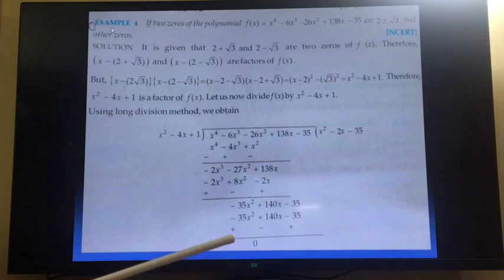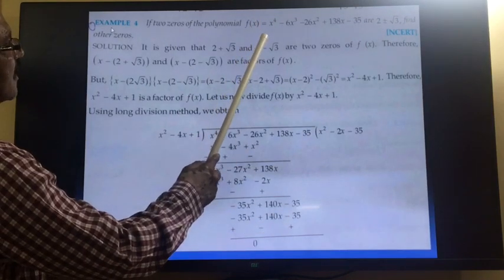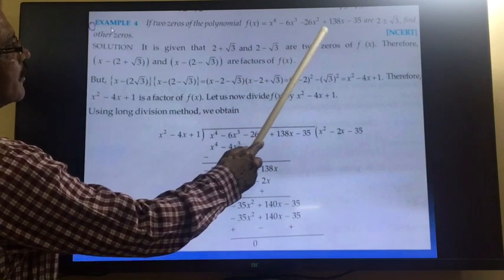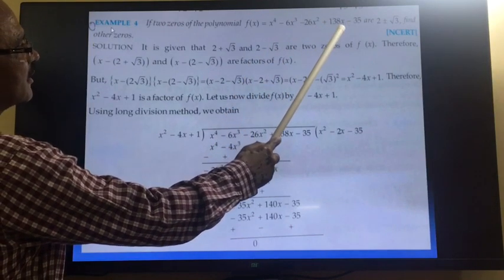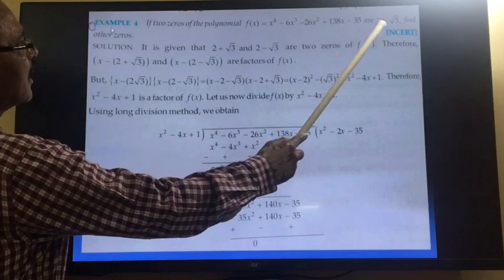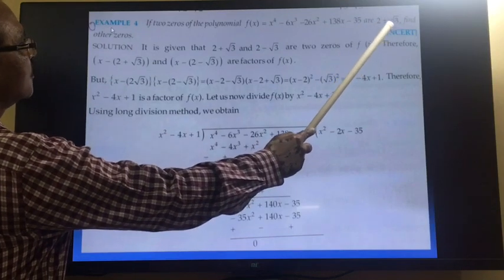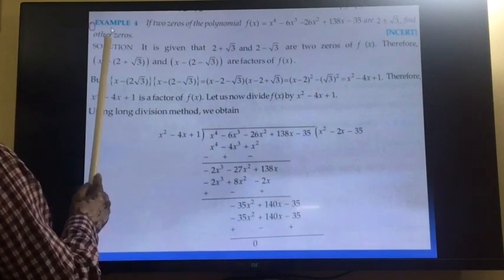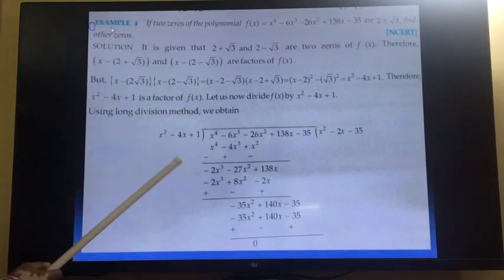Find them from your reference books. So f(x) is equal to x to the power 4 minus 6x cube minus 26x square plus 138x minus 35, and two of its zeros are 2 plus root 3 and 2 minus root 3. Find the other zeros. So one zero is 2 plus root 3, second zero is 2 minus root 3.